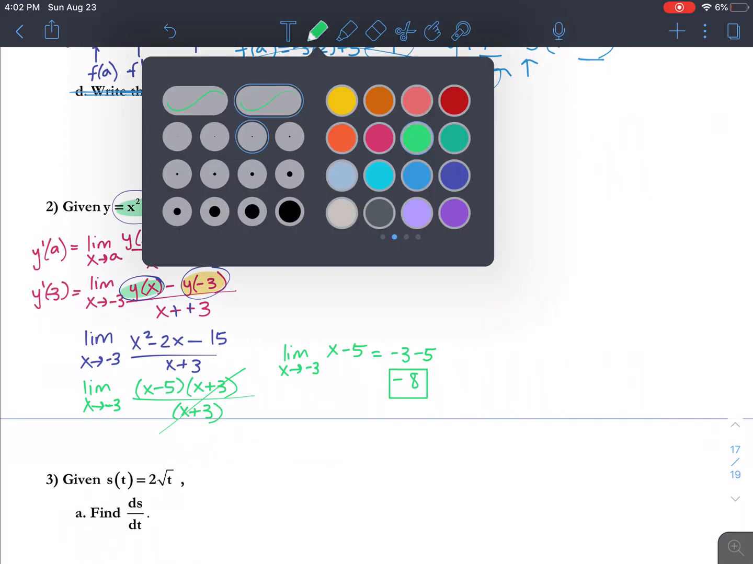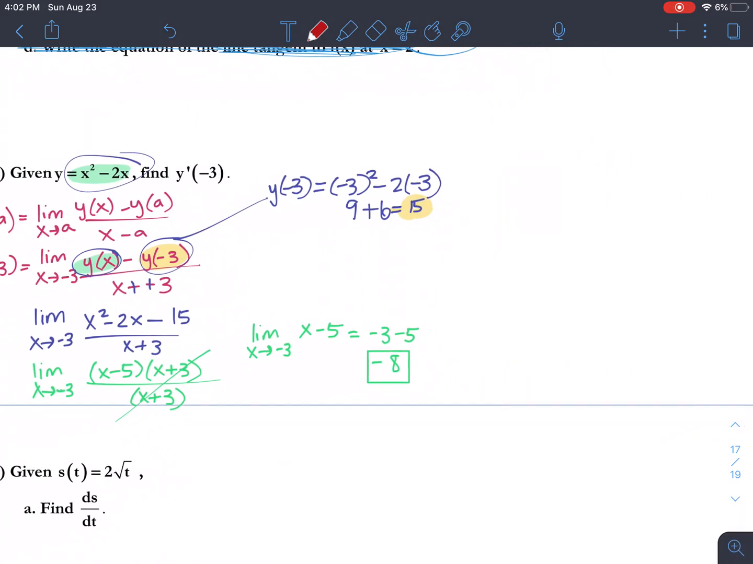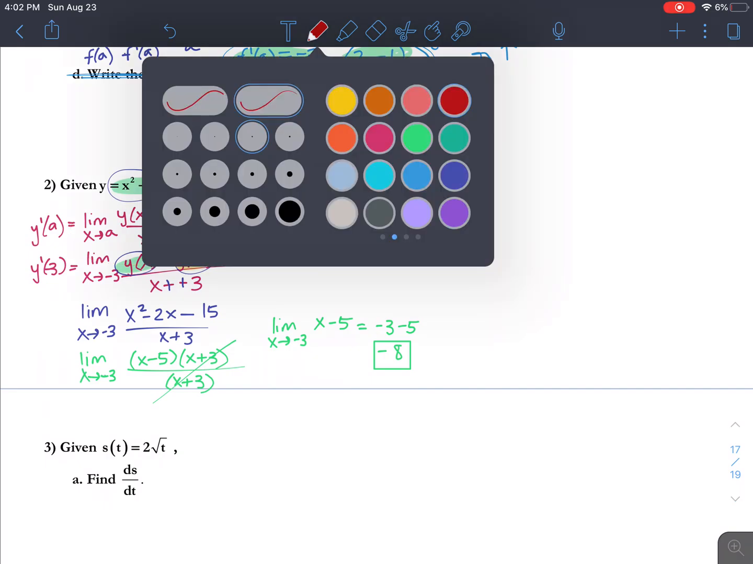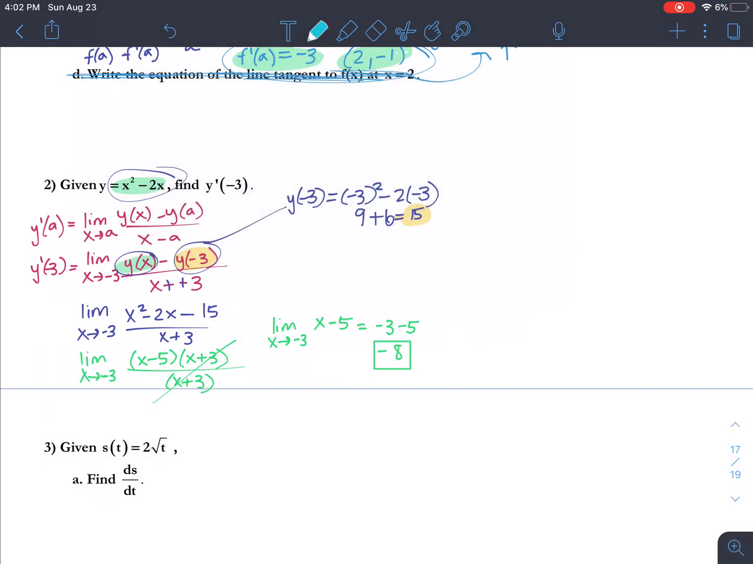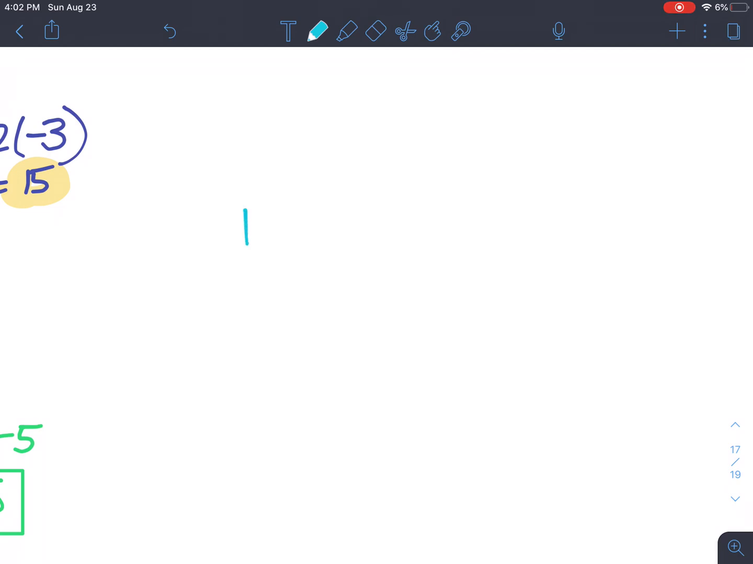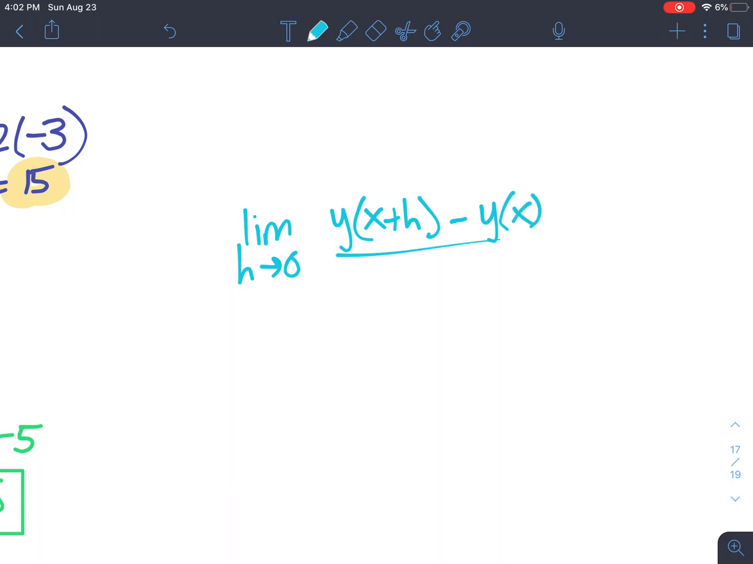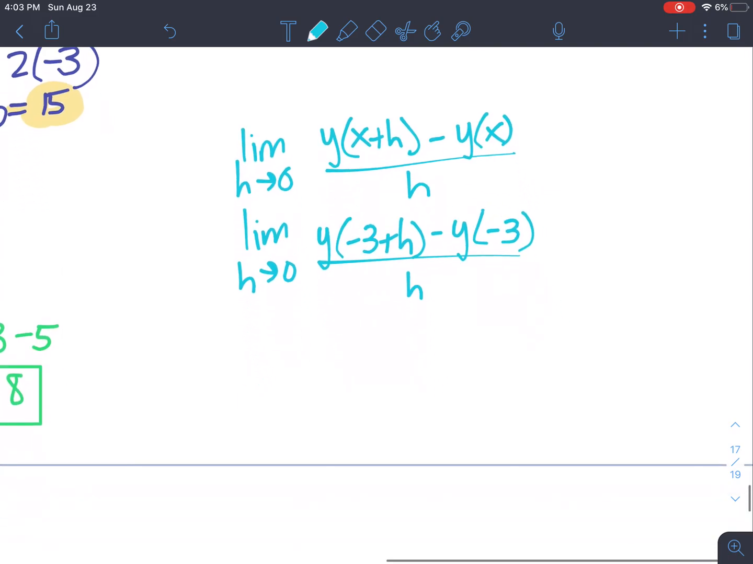Now I want to clarify something here. One thing I want to tell you guys is, do you have to use this definition? No. Technically, over here I'll write in light blue, you could have used this definition of the limit as h approaches 0 of y of x plus h minus y of x all over h, which would have been, as h approached 0, y of -3 plus h minus y of -3 all over h.